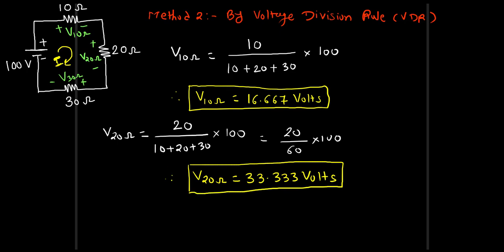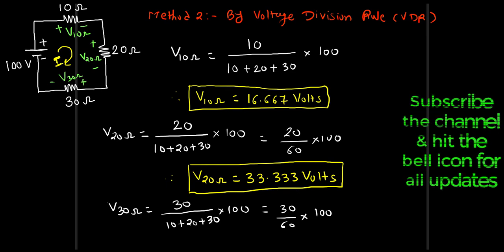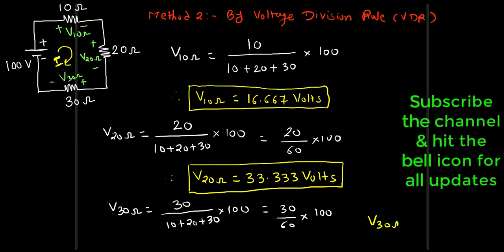Now similarly we can apply the voltage division rule for this 30 ohm. The voltage across 30 ohm can be given similarly: 30 divided by 10 plus 20 plus 30, into the supply voltage, that is 100. So it is 30 upon 60 into 100. 30 upon 60 will be half, and half of 100 will be 50. So the voltage across 30 ohm will be 50 volts. If you compare these answers with the previous answers, all answers are matching.